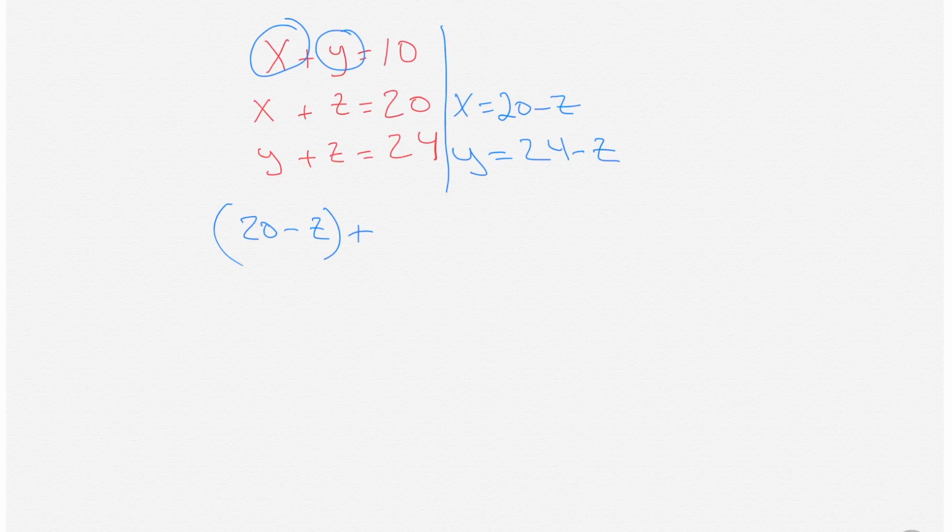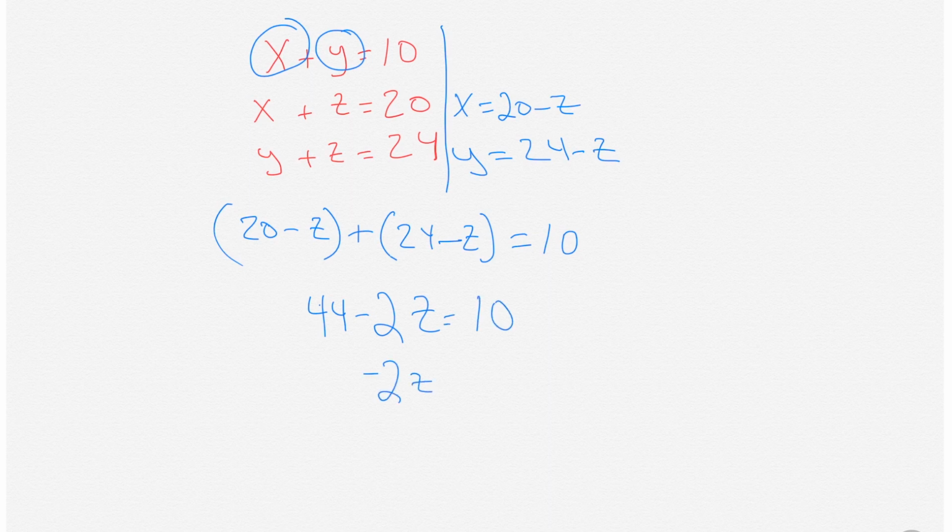We had X plus Y, but we could substitute 20 minus Z for X, plus, and we could substitute 24 minus Z for Y, and all of that equals 10. Okay, and then we just add it up. We have 20 plus 24, that's 44, and then minus 2Z equals 10. And then we subtract 44 from each side. Then we have negative 2Z equals, let's see, 10 minus 44 is negative 34. We divide by negative 2 on each side, and then we get Z equals 17.